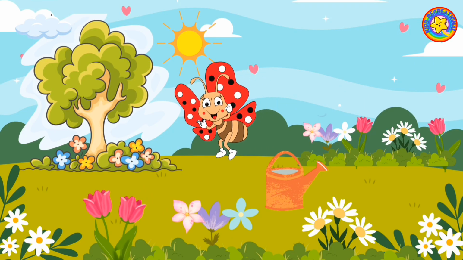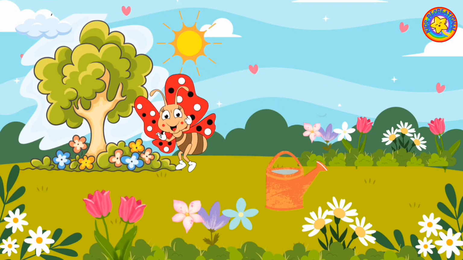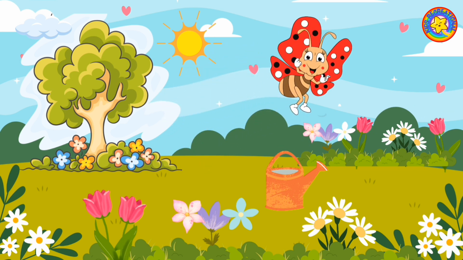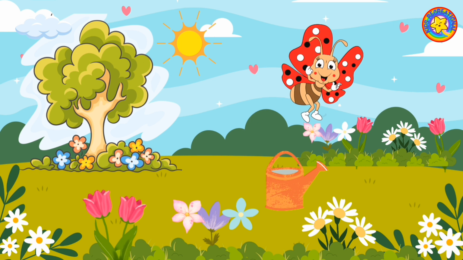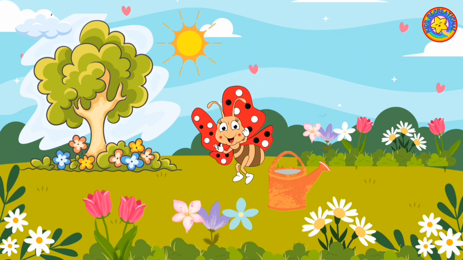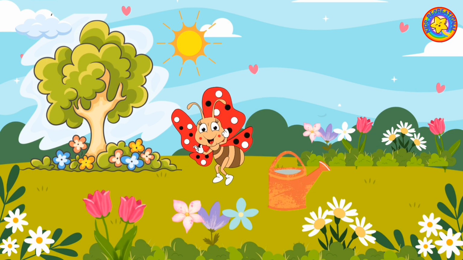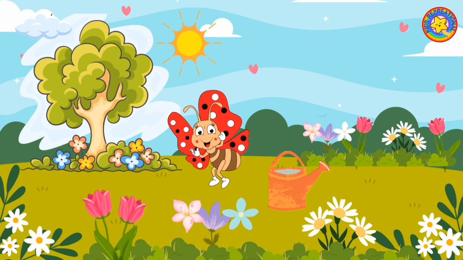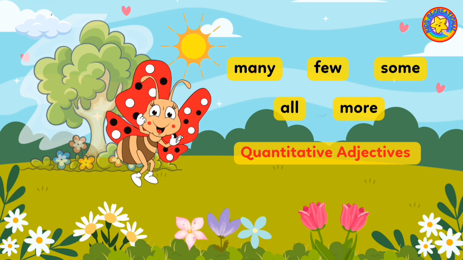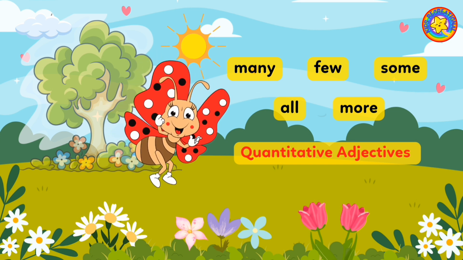Here I can see many flowers. There are 7 flowers in this first bush, and 8 flowers in that second bush. Few are pink and more are white. There is also some water in the can. I like all these scented flowers. Have you noticed? Here I have used the words like many, few, some, all and more.